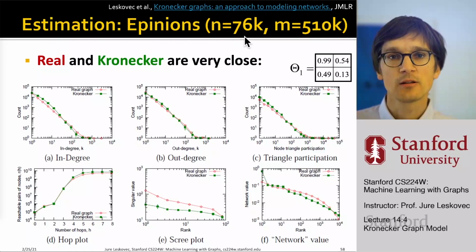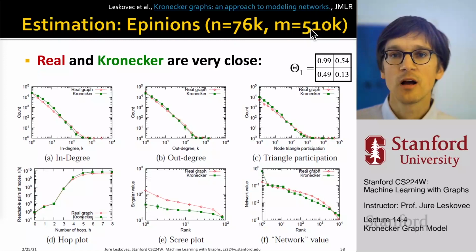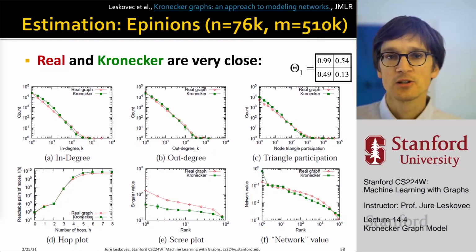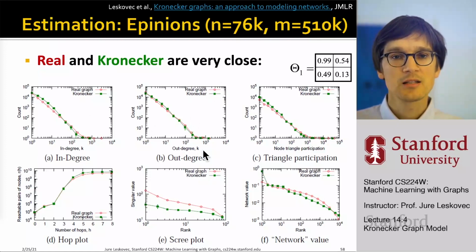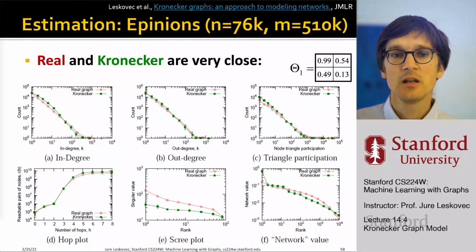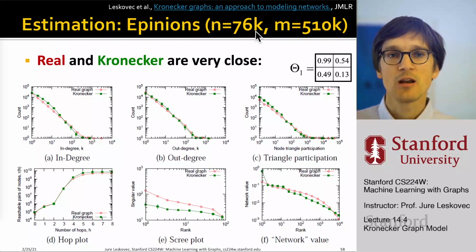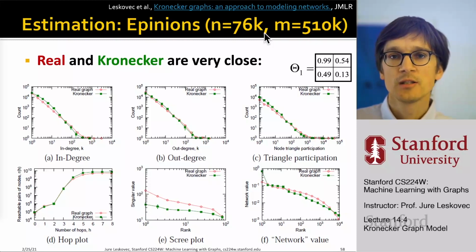Here the network we are trying to mimic has 75,000 nodes and more than 500,000 edges. So the cool thing is we are also able to model degree distribution, clustering, as well as shortest path distribution, as well as some other properties with just 4 free parameters. Here are the numbers of those parameters. If you start with this initiator matrix, you can basically generate this social network of 76,000 nodes and 500,000 edges.